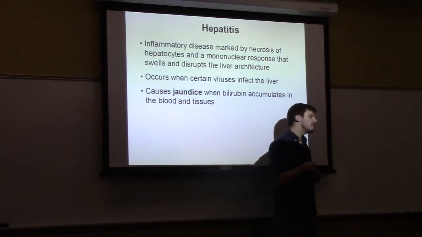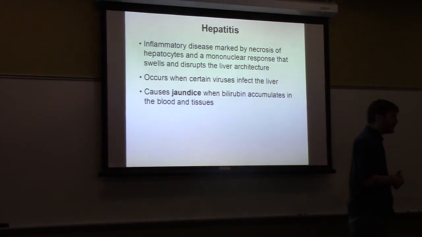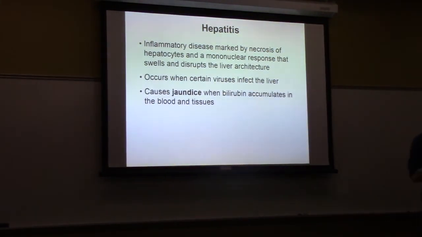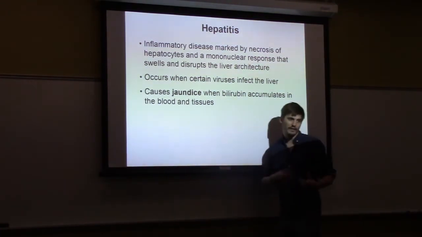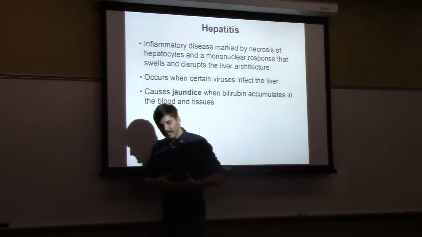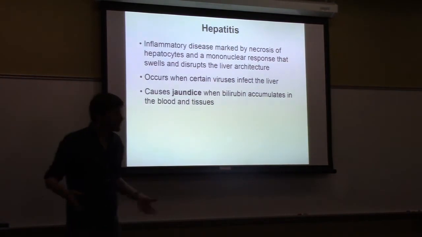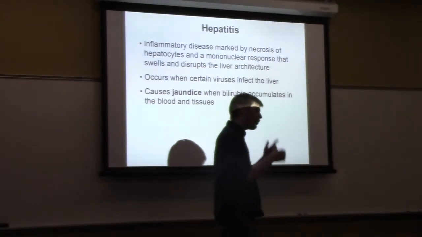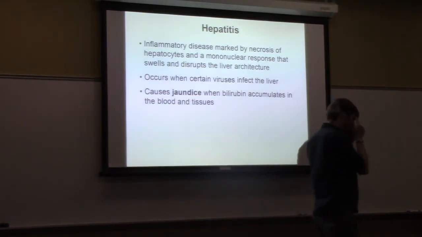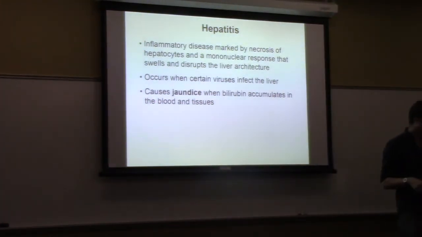And jaundice is a buildup of bilirubin. Bilirubin is a byproduct of red blood cell death. Okay? It's toxic, and so the liver's job is to remove it. If your liver is inflamed and not functioning properly, then this bilirubin doesn't get removed, and then it can build up and cause yellowing of the skin, or yellowing of the sclera, or the white portion of the eye.